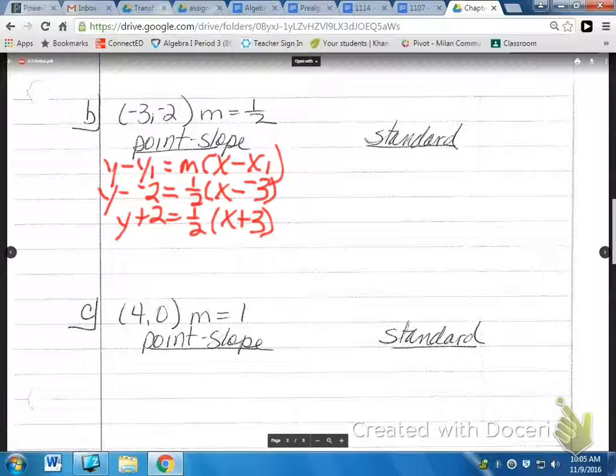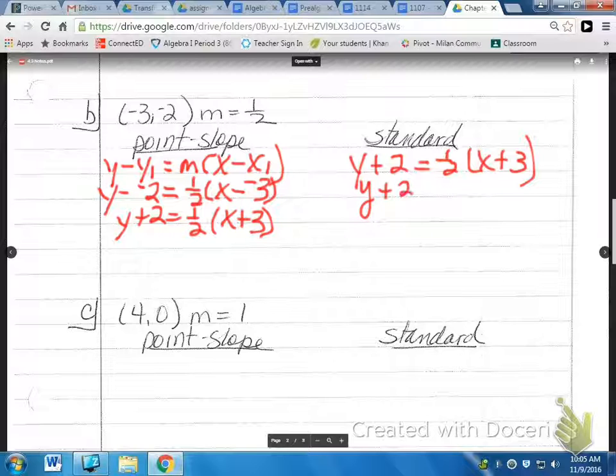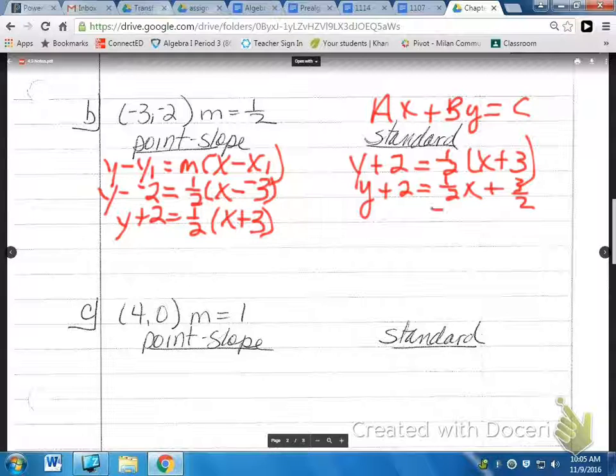Now to standard form, you take what you have, y plus 2 equals 1/2 x plus 3. You're going to kind of do the same routine each time. You're going to do distributive. So y plus 2 equals 1/2 x plus 3/2. Then you're going to proceed to go to ax plus by equals c. I'm going to subtract my 1/2 x.